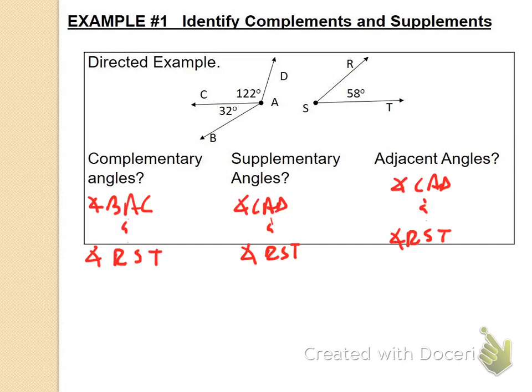All right, so did you come up with these? Complementary angles, angle BAC and angle RST. Those guys add to 90. Even though they're not next to each other, it's fine. Supplementary angles, angle CAD and angle RST. Again, they're not next to each other, but they add to 180, so they are going to be supplementary. And then adjacent angles, those angles that are sharing a side right here. CAD, BAC, those are your two adjacent angles. Okay? Hopefully you're able to pick those out.